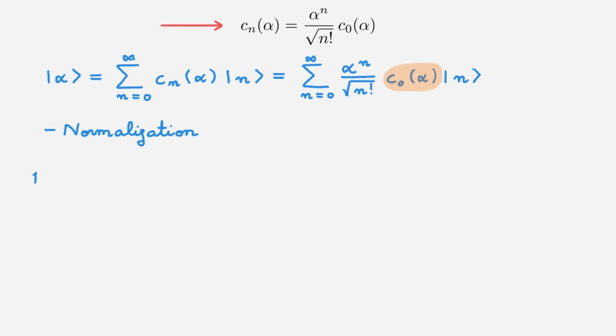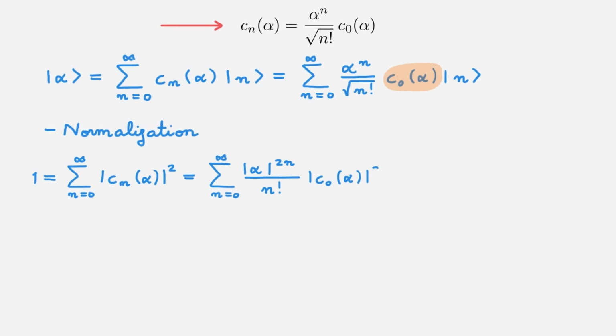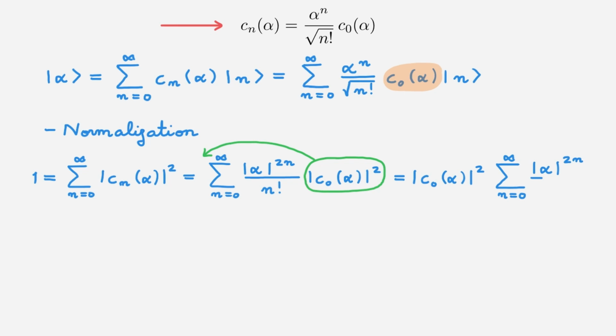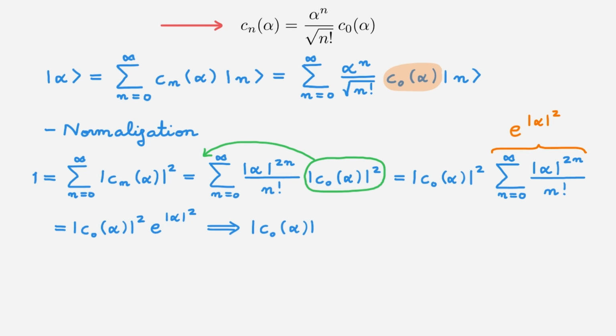We insist that 1 is equal to the sum over the absolute value square of the coefficients. And we can now insert the expression of the Cn coefficients in terms of the C0 coefficient. This term does not depend on n, so we can take it out of the sum, and we end up with this. This sum here is now the power series of the exponential of the absolute value of alpha squared. And we end up with the absolute value of C0 squared times the exponential. This means that the absolute value of C0 squared is equal to this exponential.